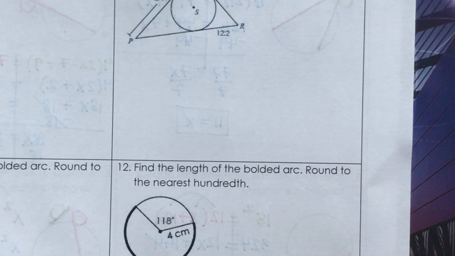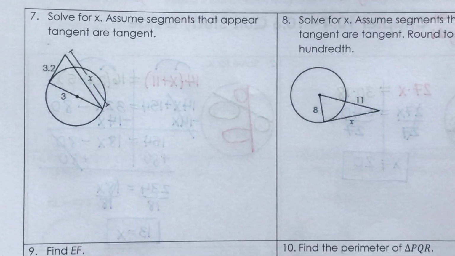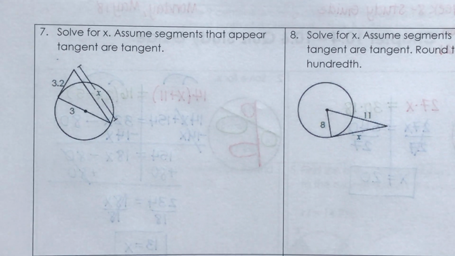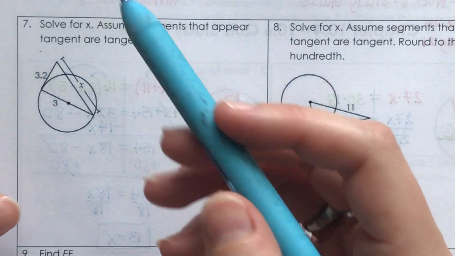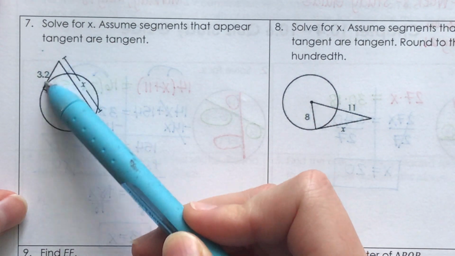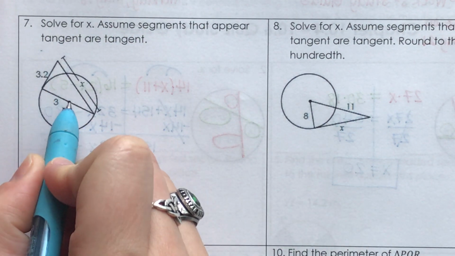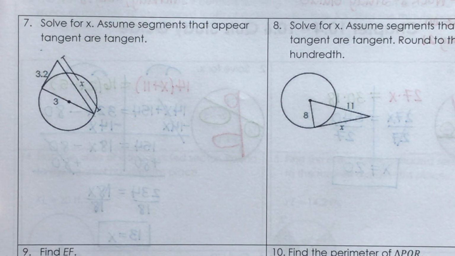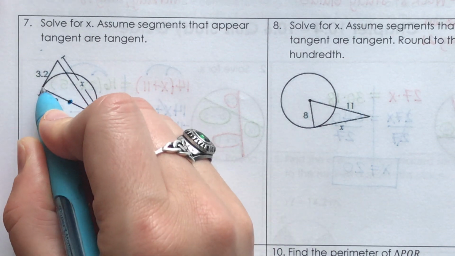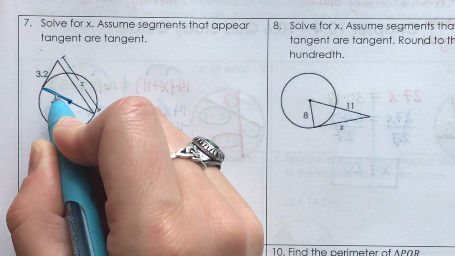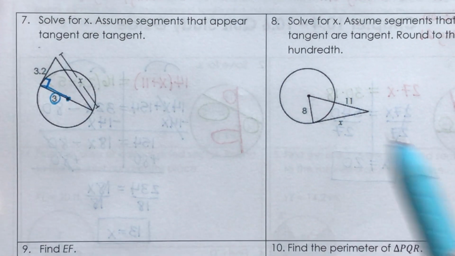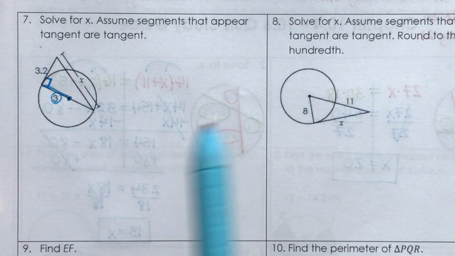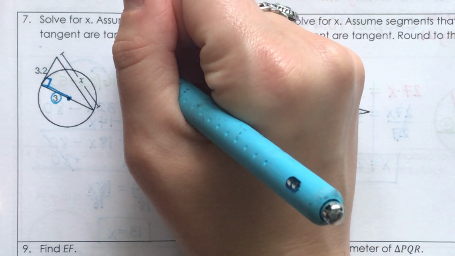Okay, on to the next. All right, number 7. Solve for x. Assume segments that appear tangent are tangent. Okay, so what we have is a tangent line outside that connects to the radius of this circle. Now, wherever your radius is, and it gives me my radius is 3, that's where your right angle is going to be. And if you have a right triangle, you can solve the right triangle using the Pythagorean Theorem.